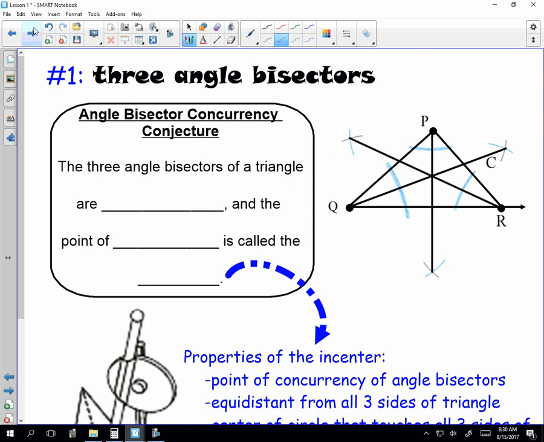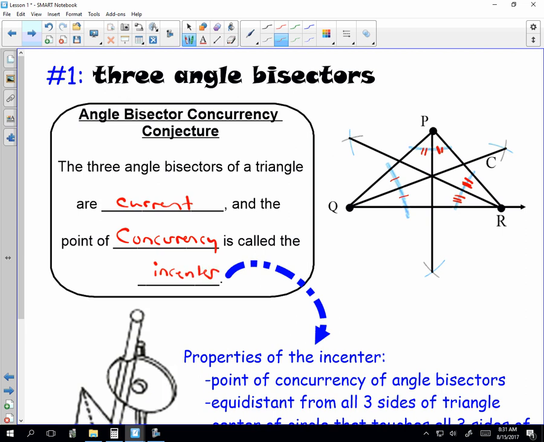Okay, now, if we have three angle bisectors, what we've done is cut each of these angles into equal parts. This is a very specific point of concurrency. So if we fill in this chart here, the three angle bisectors of a triangle are concurrent. And the point of concurrency is called the incenter.